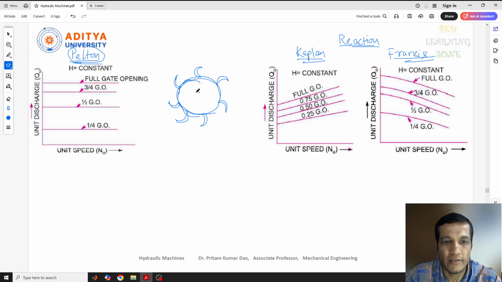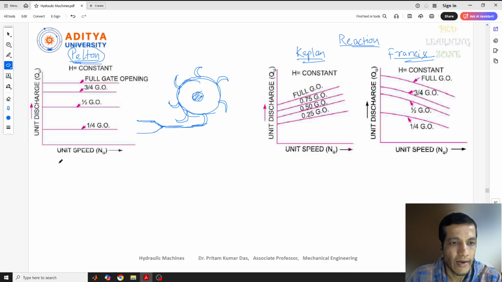This runner is attached to the shaft. The jet strikes here. I'm just giving a recap of this. The water of this jet comes out from this pipe, or the nozzle, and strikes the bucket. So here, unit speed of what? The unit speed of this runner. The runner is the total part, the wheel part, where the number of vanes are mounted. So unit speed and unit discharge. What does discharge mean?